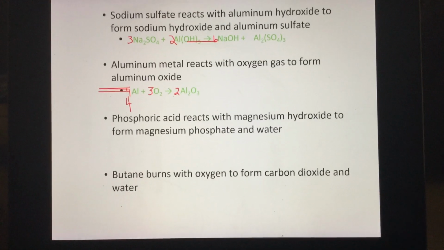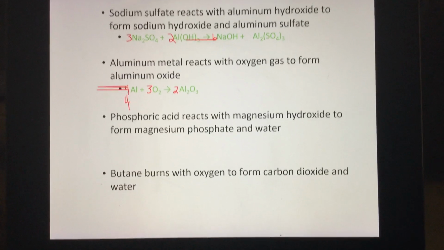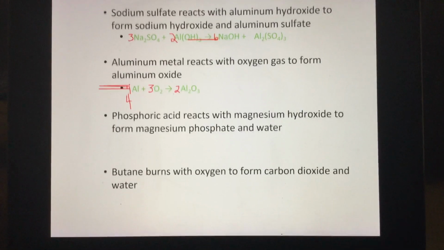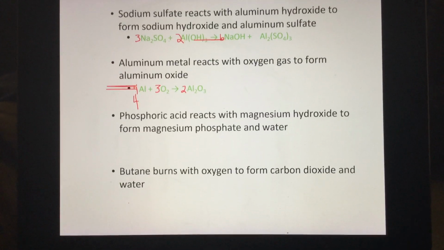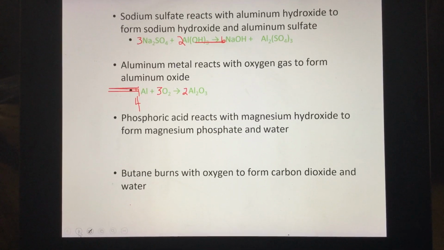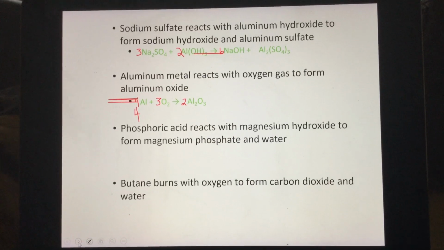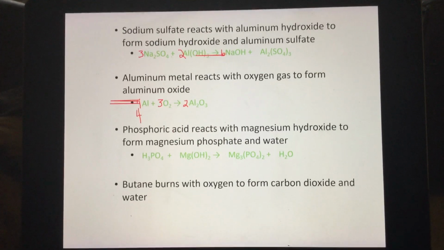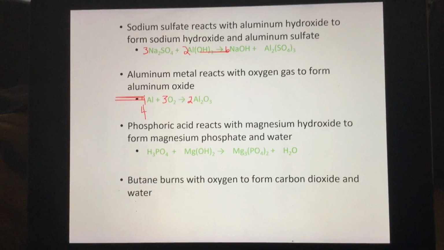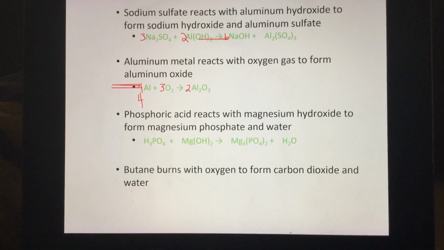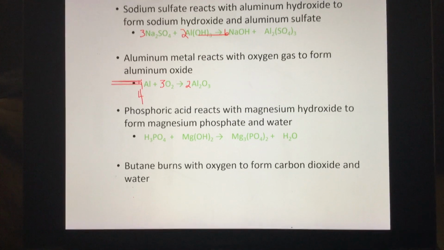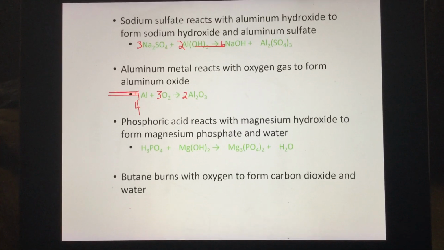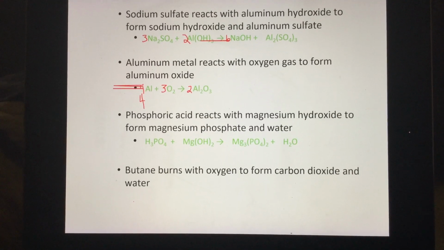All right, next reaction, we have phosphoric acid reacts with magnesium hydroxide. Those are our reactants. And then we have the to form magnesium phosphate and water. So when we write out our skeleton equation, it looks like that. Again, want to make sure you've got all your formulas written correctly, correct crisscrossing and all that good stuff. The reactants on the left side of the arrow, the products on the right side.